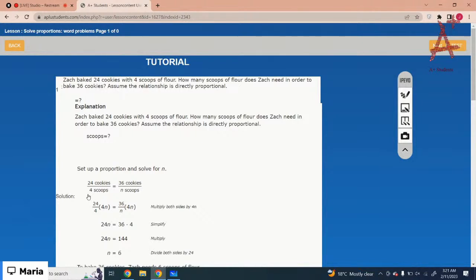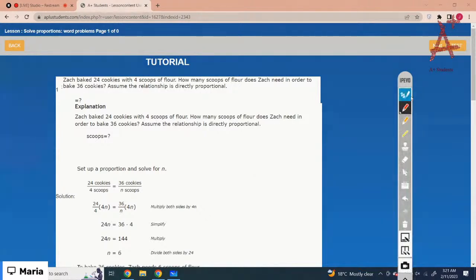That means the relationship is directly proportional. Directly proportional means if one quantity is increasing, the other is also increasing. So the ratios are 24 cookies with 4 scoops, so it would be 24 over 4. And for 36 cookies, it would be 36 over n. You have to find the n.